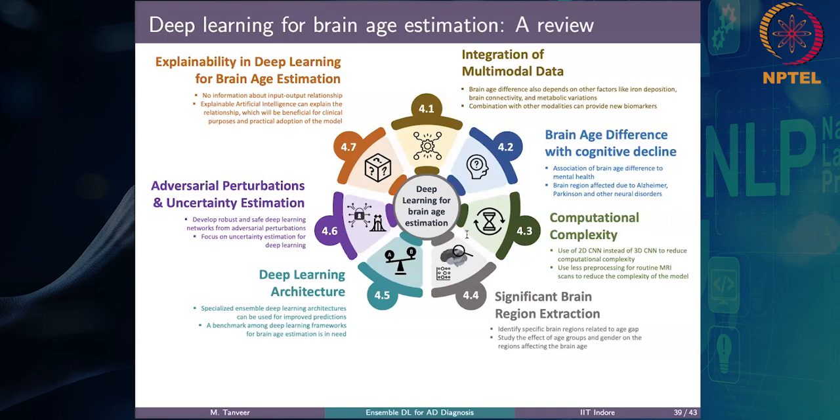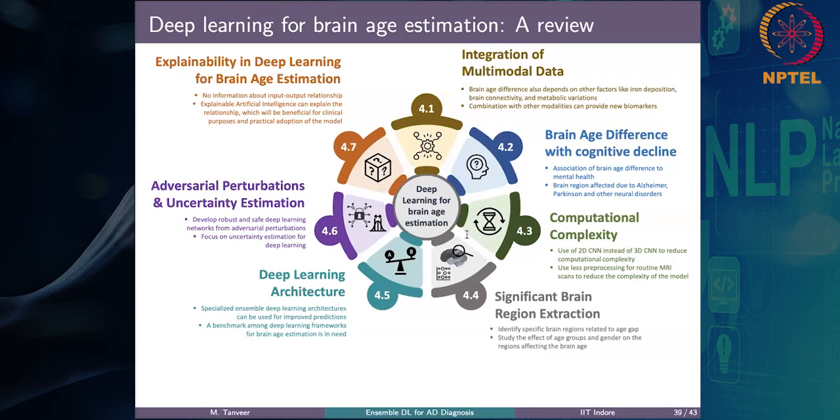And we also have to work on another possible direction, that's significant brain region extraction. So if we are able to identify a specific brain region related to the age gap, that will also really help us to understand and to work further. So it is to study the effect of the age group and gender on the regions affecting the brain age.